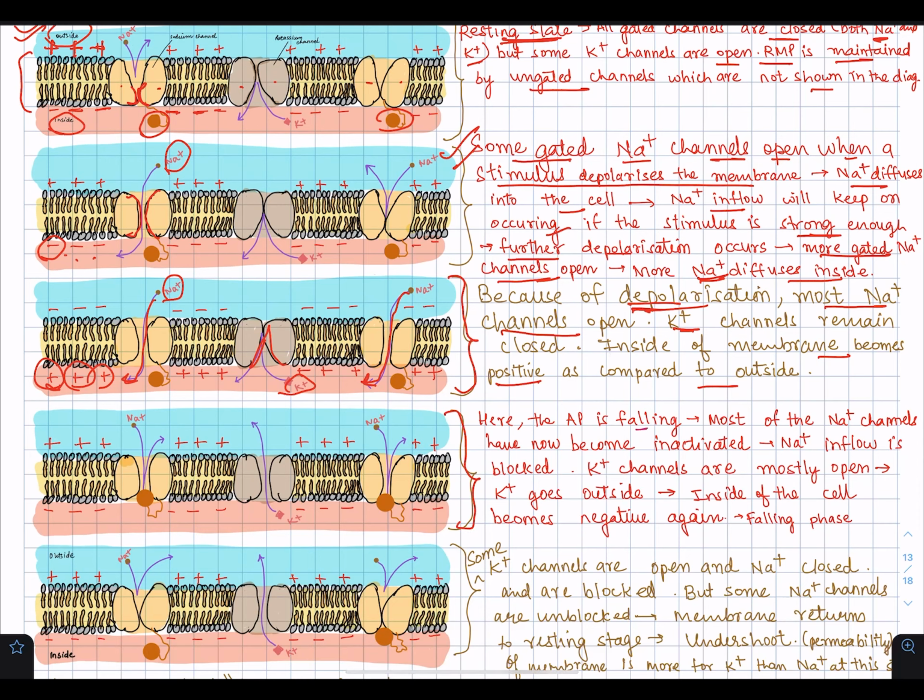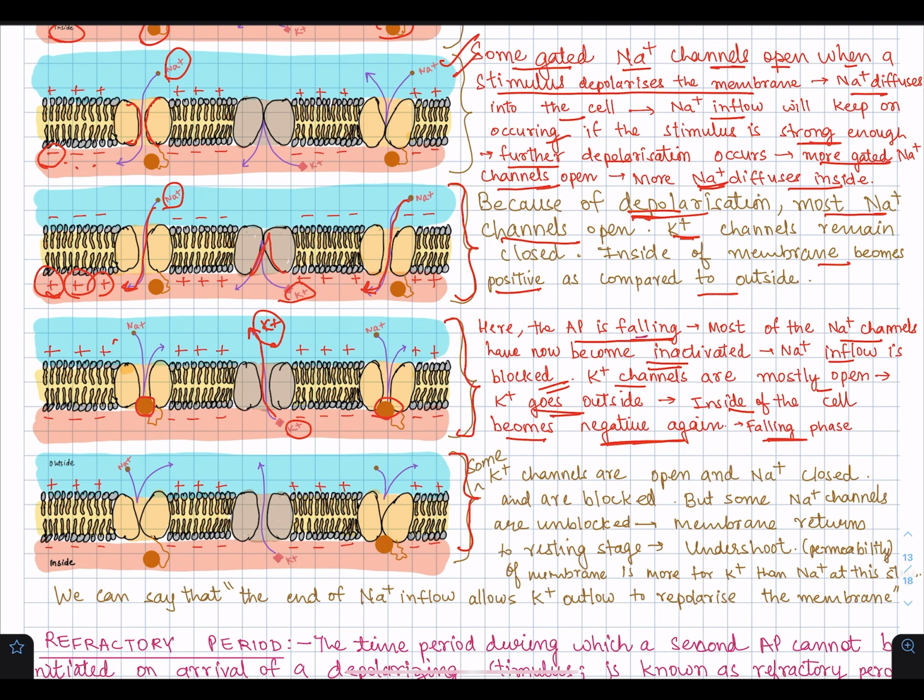In this diagram, the action potential is falling. Most of the sodium channels have now become inactivated. You see the inactivation loop. They have become inactivated. Sodium inflow is blocked and the potassium channels are mostly open. These potassium channels are open. Potassium will go outside here. Inside of the cell now becomes negative again. This is the falling phase.